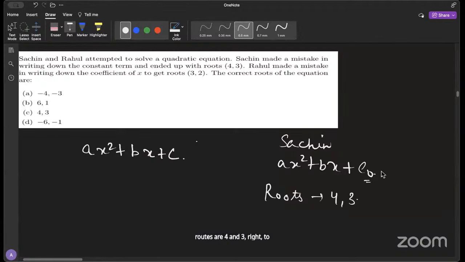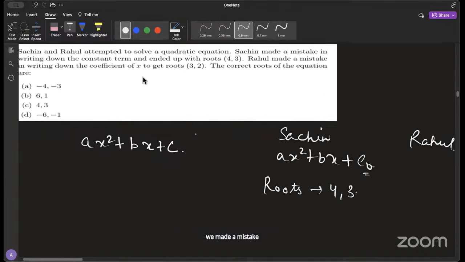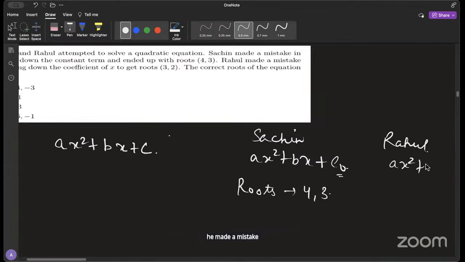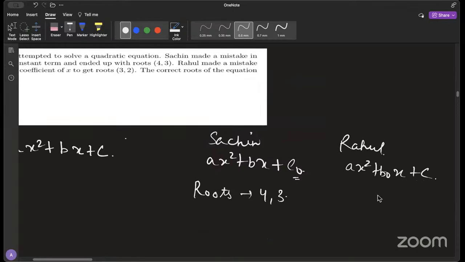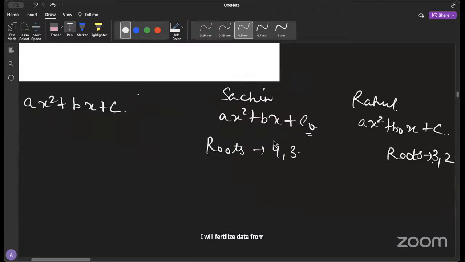Then coming to Rahul, he also made a mistake. He made a mistake in writing down the coefficient of x. So he made a mistake in this. And the roots he got are 3 and 2. We take alpha plus beta from Sachin and alpha beta from Rahul.